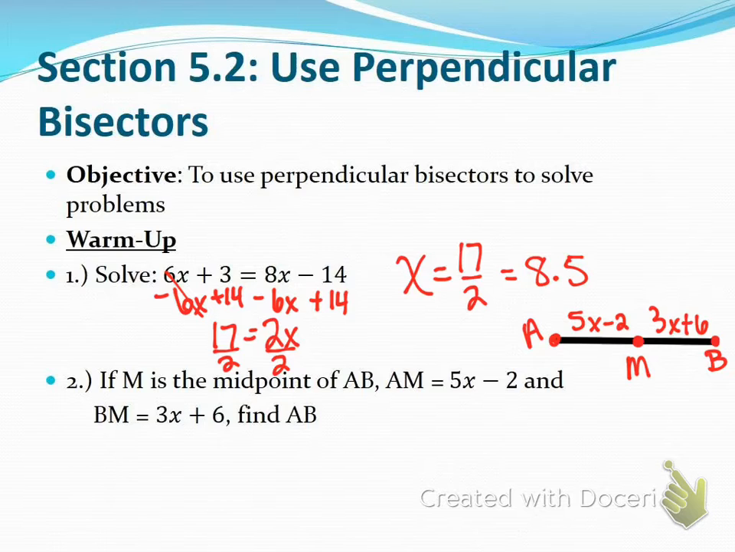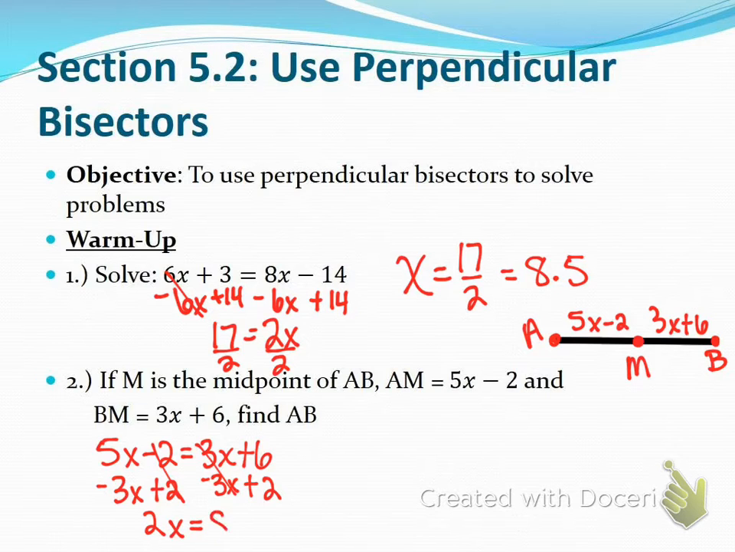X. In order to solve for x, we need an equation set up for that. What equation could we set up here? Good. 5x minus 2 is equal to 3x plus 6. To solve that, what do I need to do? Subtract 3x on both sides. We can also do what? Add the 2 on both sides. What does that leave me with? 2x equals 8, so x would equal 4.